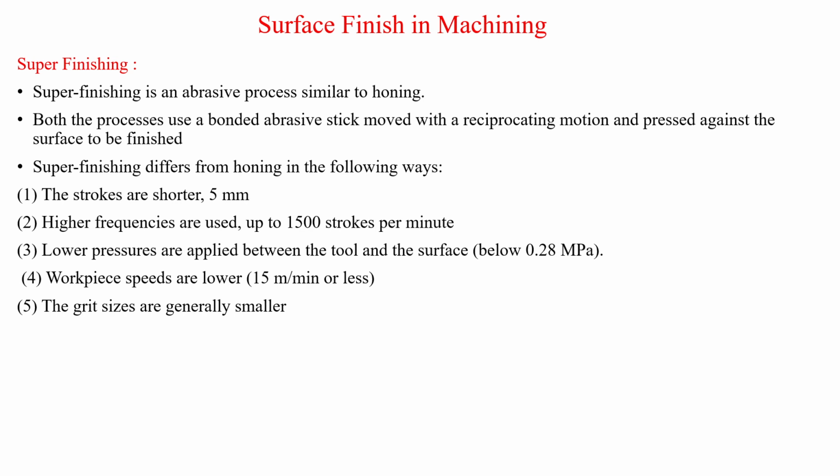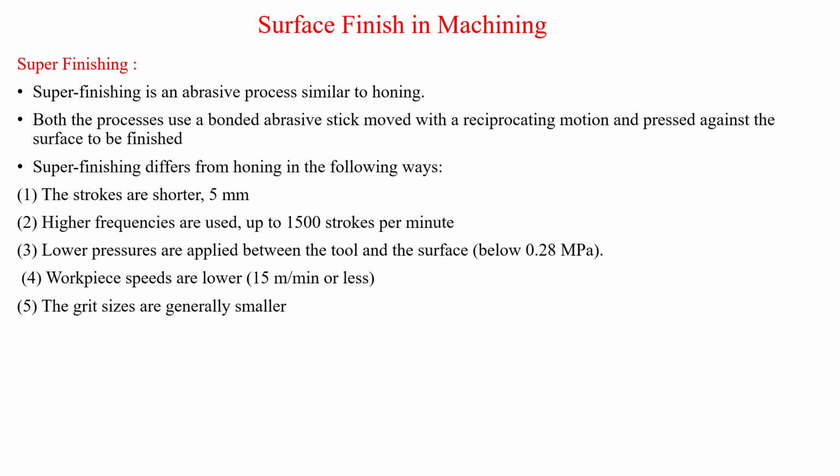Now we'll come to the third process, which is the super finishing process. Honing and lapping are finishing processes, but if you want more finish on your object, then use the super finishing process. It is similar to honing. Both honing and super finishing use a bonded abrasive stick, moved with the same reciprocating motion and pressure.